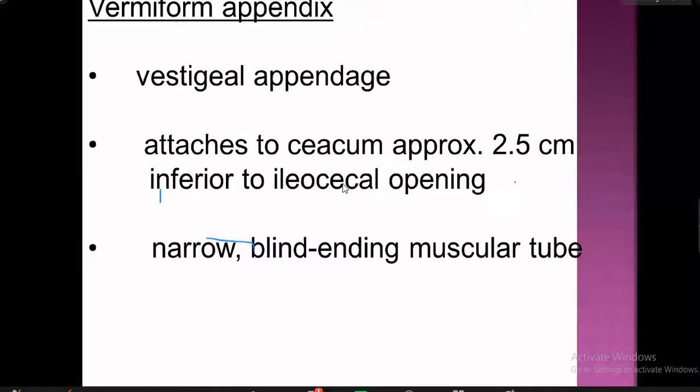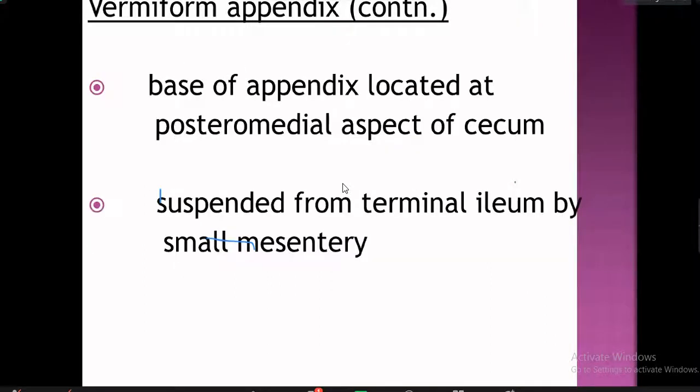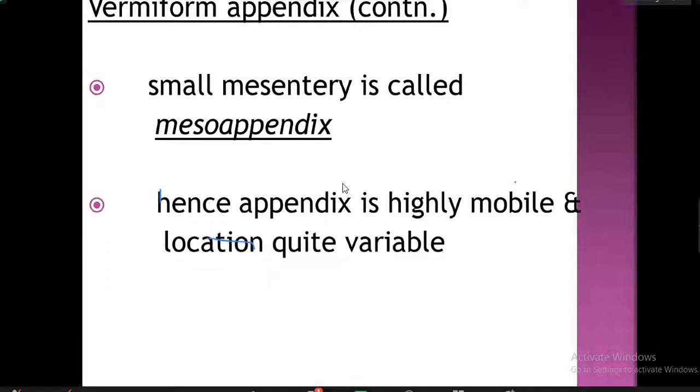So this vermiform appendix is attached around 2.5 centimeters inferior to the ileocecal junction. It has a small mesentery, the mesoappendix, which has the appendicular artery running through. And once somebody is doing surgery, they must tie that vessel or ligature it, otherwise it will bleed and cause significant blood loss to the patient, anemia.